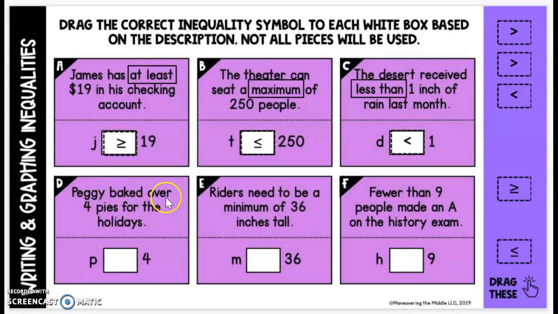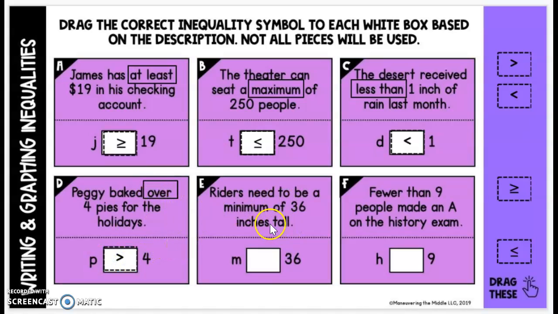Peggy baked over 4 pies for the holidays. So we are going to highlight that word over, which is nice of her to bake more than 4. So she baked over 4 pies. So this P can represent any number over 4. So it needs to be greater than 4 because she baked over 4.